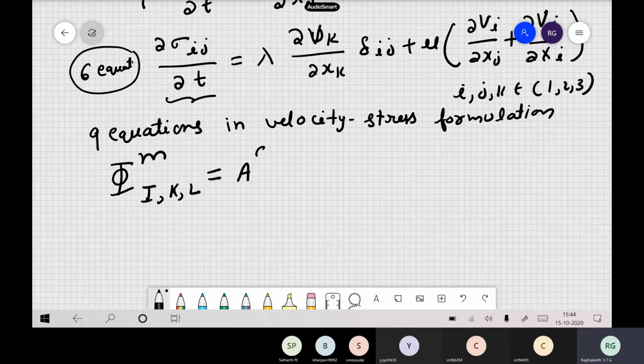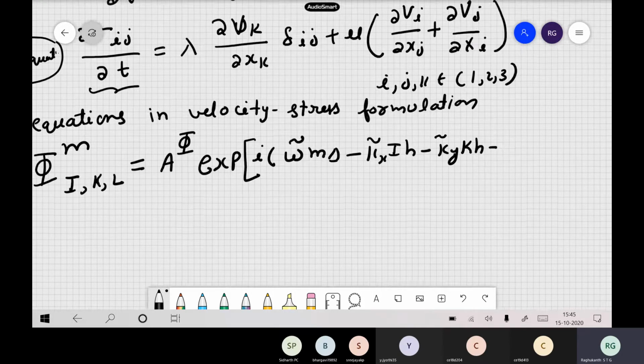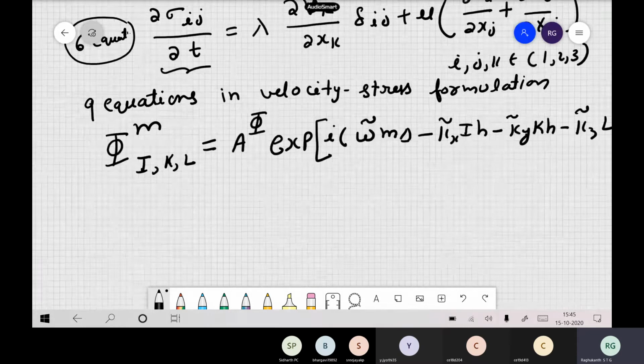My plane wave will be something like this: e to the power of i times (omega m delta t minus kx i h minus ky k h minus kz l h). But the only problem here is that we have so many coefficients, so many stresses and velocities, and of course they vary in all three dimensions. I have to substitute this to study the stability equation.